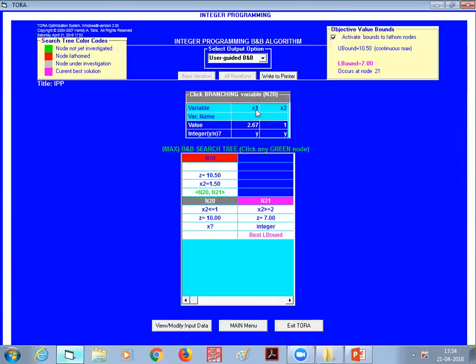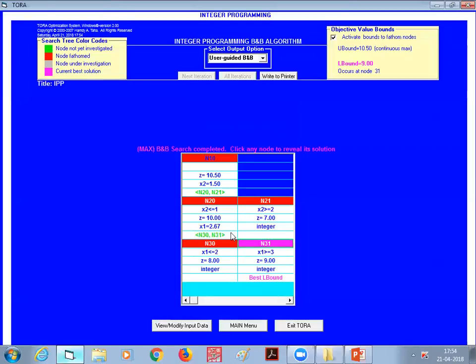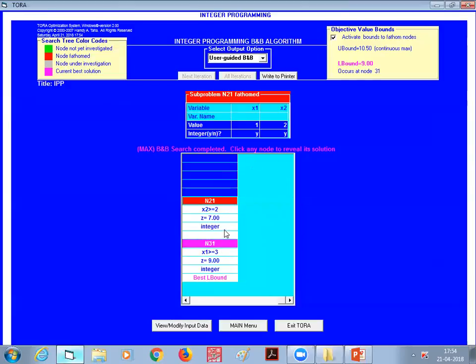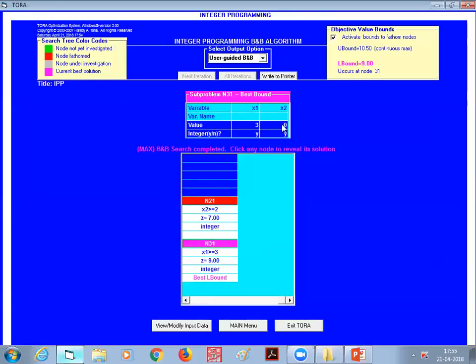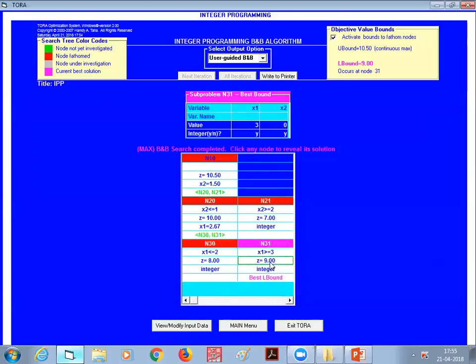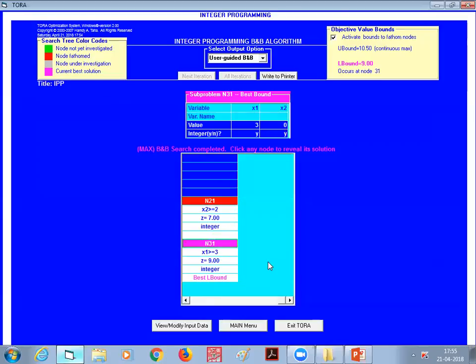2.61. So let's branch with x1. Okay, so here we get three solutions. This one is 1, 2, right? This one is 2, 1, and this one is 3, 0. So three solutions, and the best one here is 9. And so that's our optimal solution.